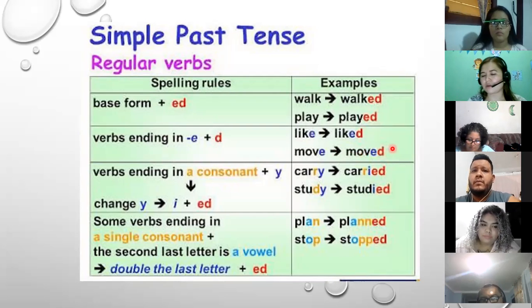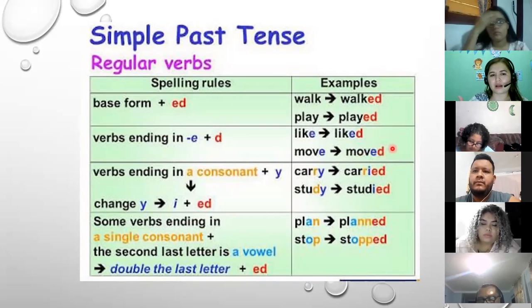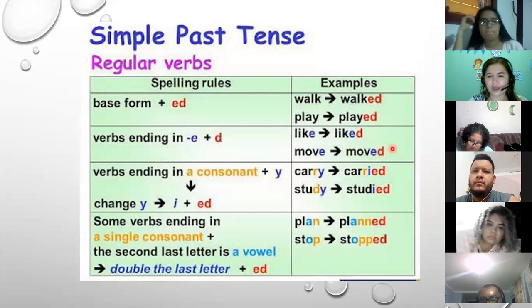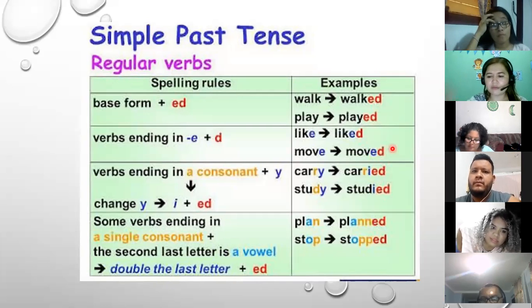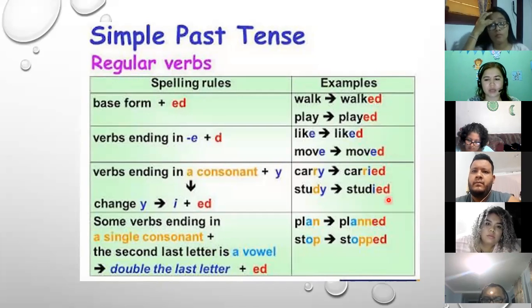Remember that every time that we are talking in the past, we need to use expressions in the past. Which ones are expressions in the past? Like yesterday, last week, last month, last year, a few minutes ago. So everything that is about the past, we can use it in the sentences, okay? We will see some examples.